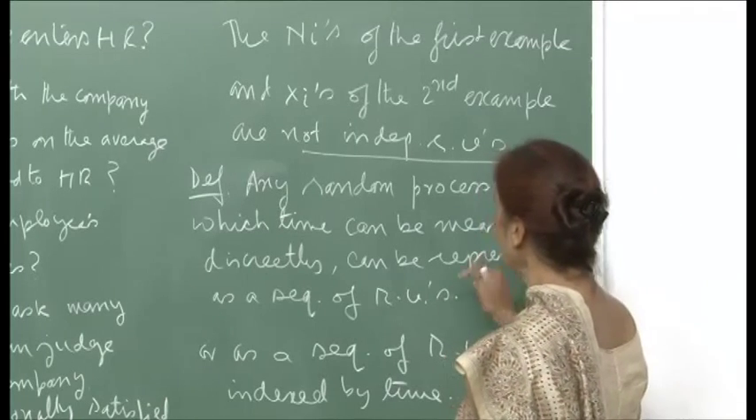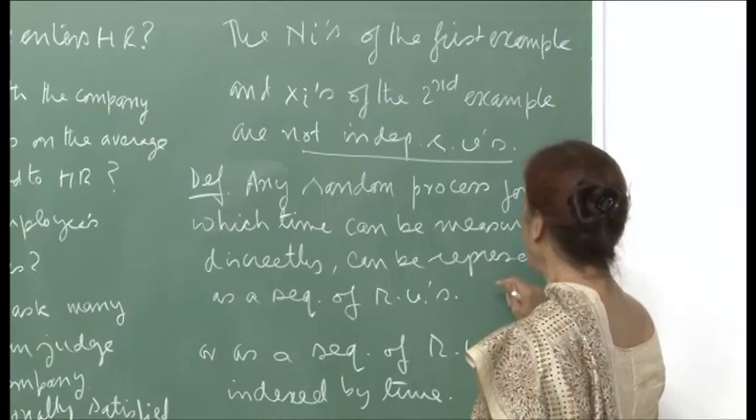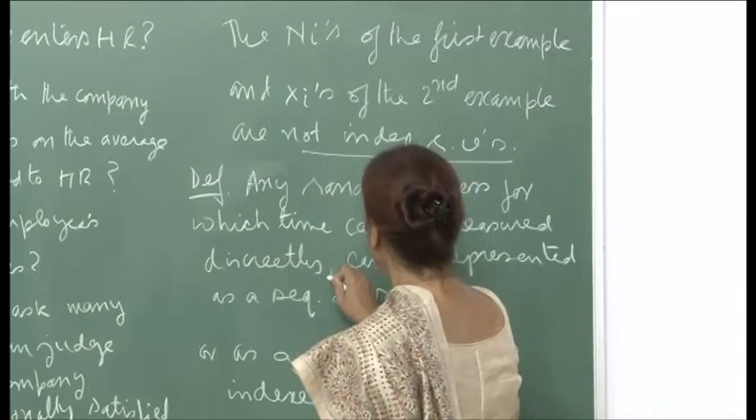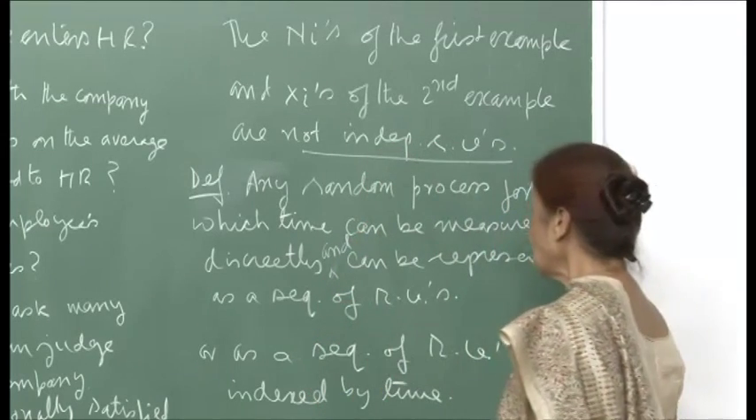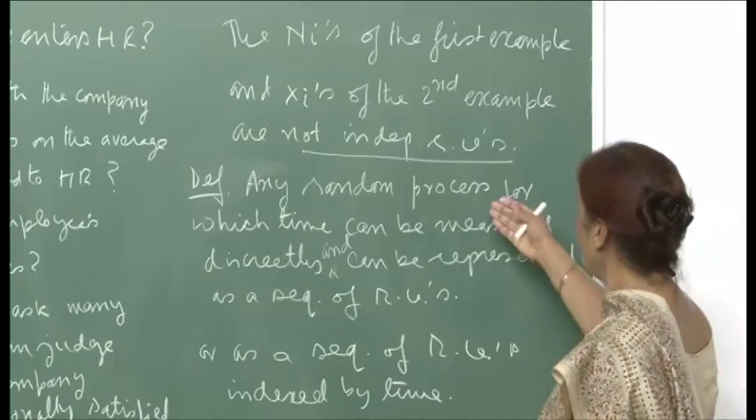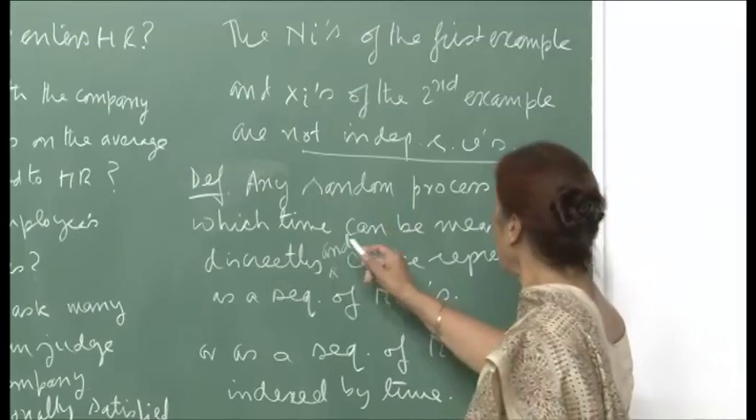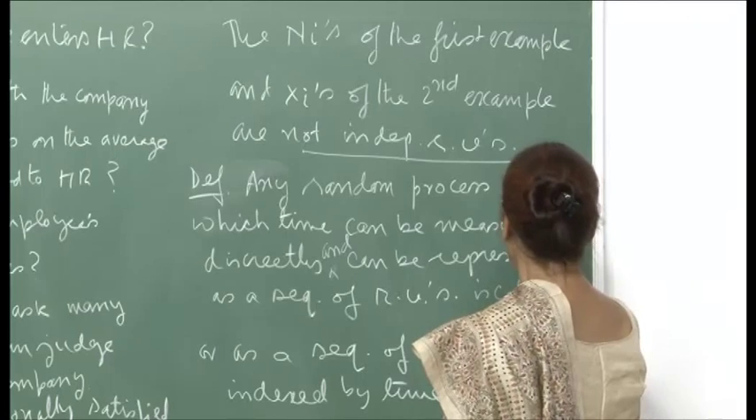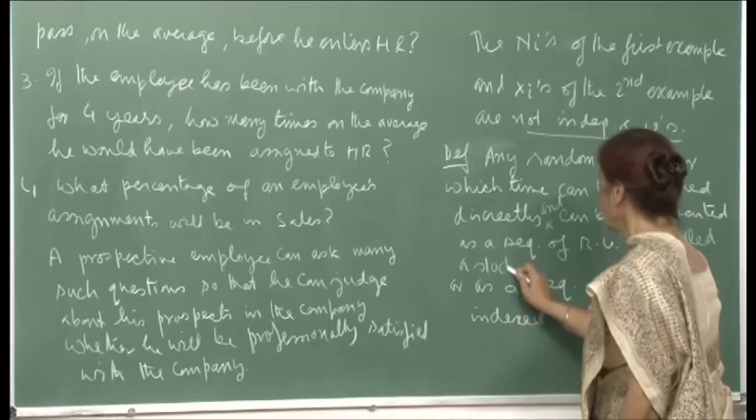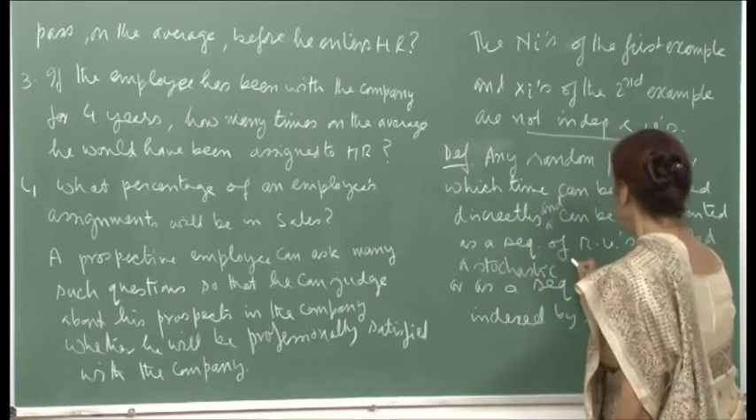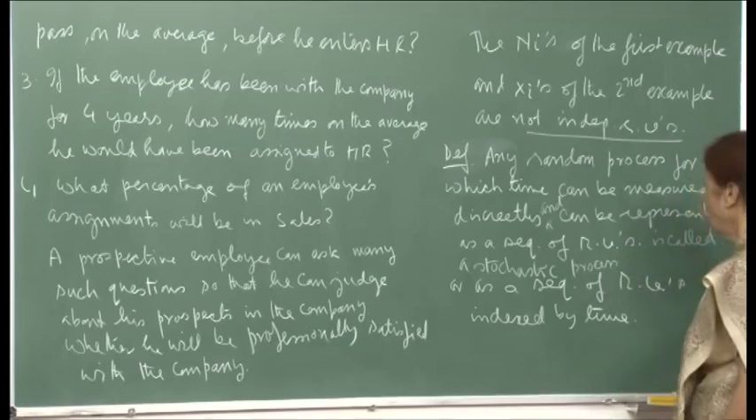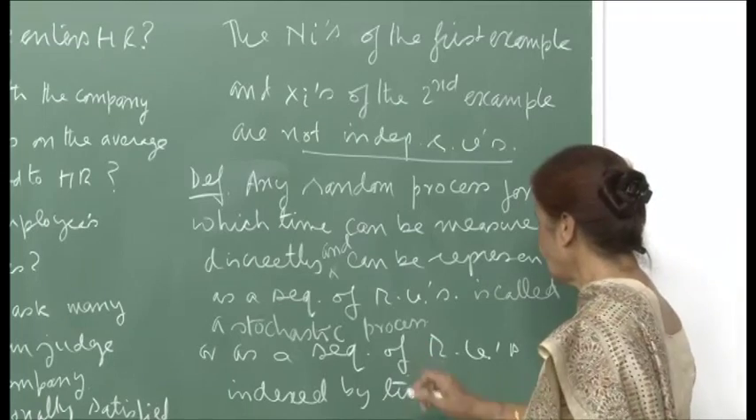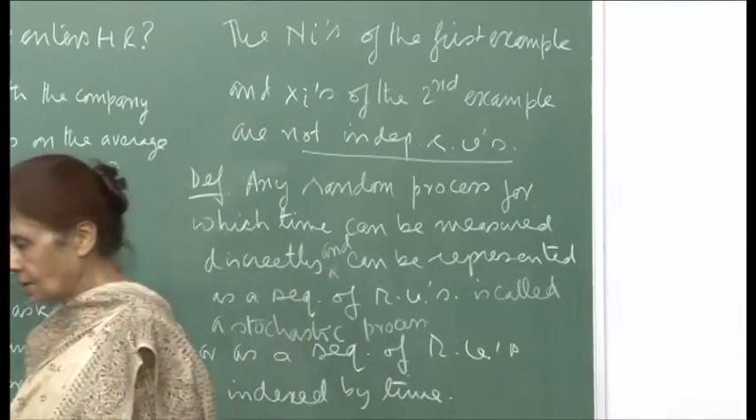So, any random process for which time can be measured discretely and can be represented as a sequence of random variables, I will call it a random process, or a stochastic process. Or very simply, you can say it is a sequence of random variables indexed by time. So, a stochastic process, and definitely you can see that it is evolving over time.